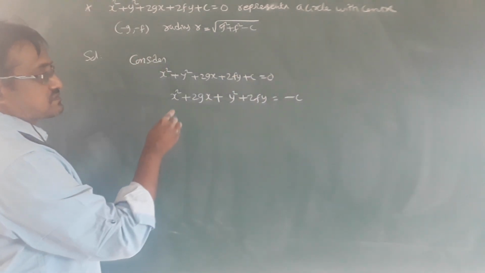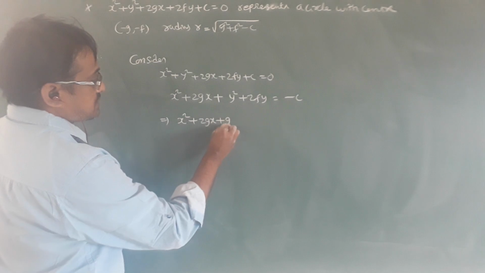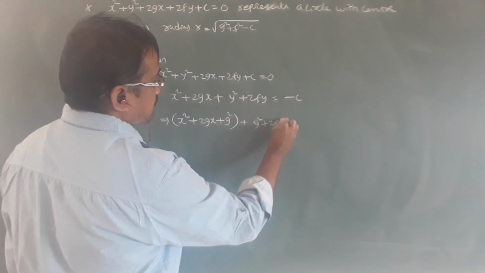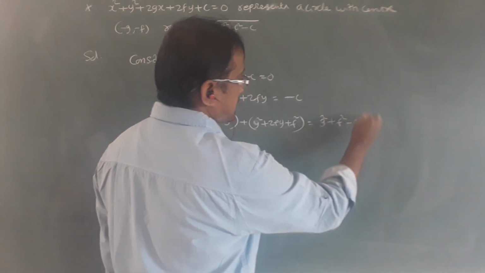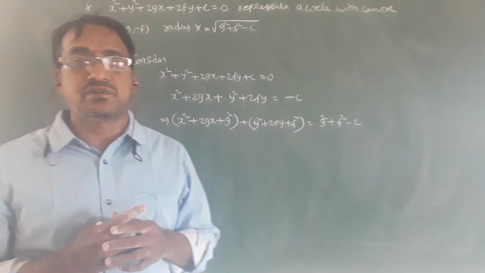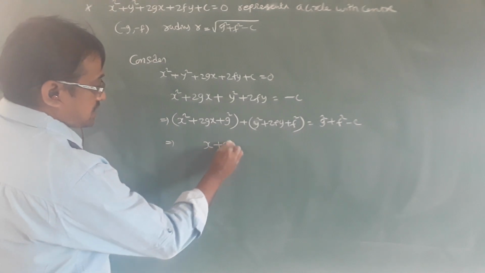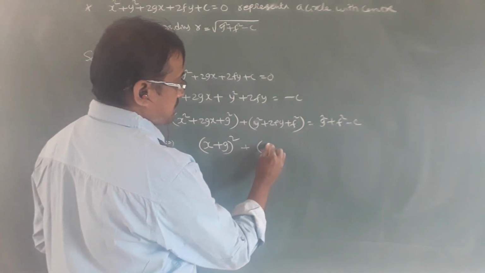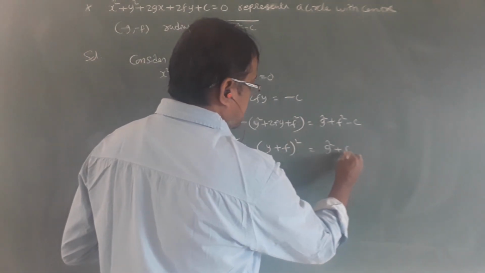Now I am adding g square plus f square on both sides. x square plus 2gx plus g square plus y square plus 2fy plus f square is equal to g square plus f square minus c. I have added g square plus f square on both sides, so there will be no change. Now x square plus 2gx plus g square can be written as (x plus g) whole square, and y square plus 2fy plus f square can be written as (y plus f) whole square, is equal to g square plus f square minus c.